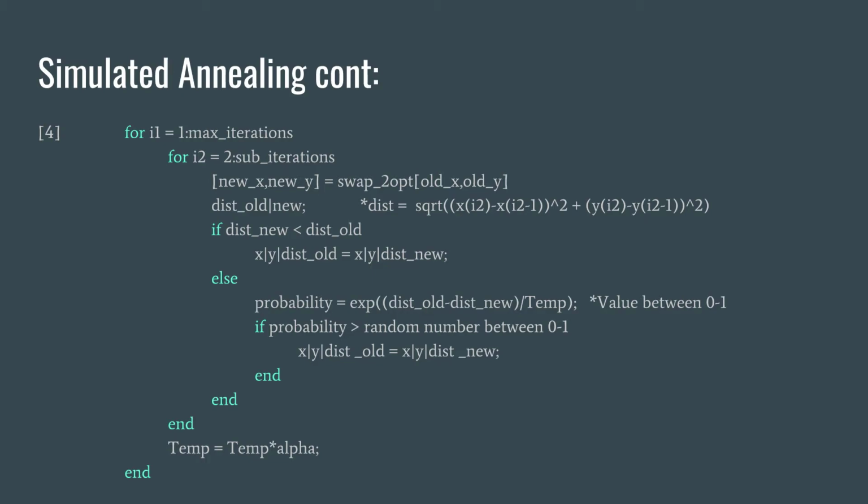Down in the temperature value where it says temp is equal to temp times alpha, you set the alpha as a number between 0.9 and 0.9999, and so on. This causes the temperature to decrease at the end of each sub-iteration. So later on, the probability function will produce very, very small numbers, giving it a smaller chance of being greater than a random number, so it won't set the old equal to the new.